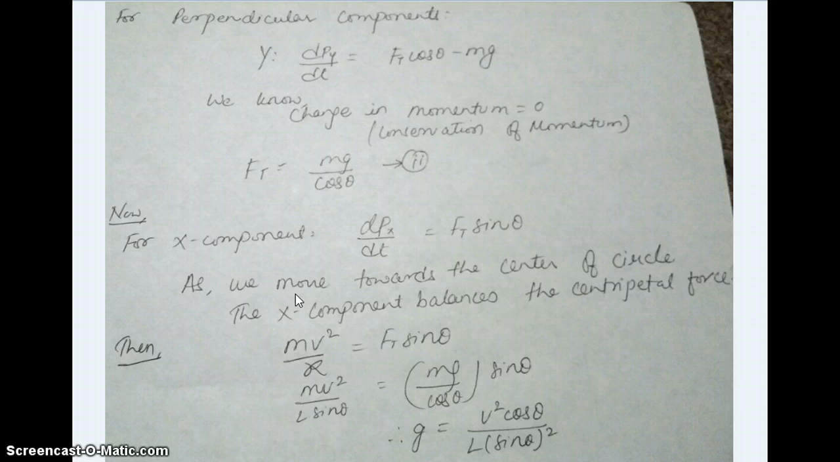So we need to get the value of r, that is L sin theta, from equation 1 and plug it into the second step, and then we need to get the value of Ft from equation 2 and plug it into the second step. Solving that, we get small g equals v squared cos theta over L sin theta, whole squared. Thank you.